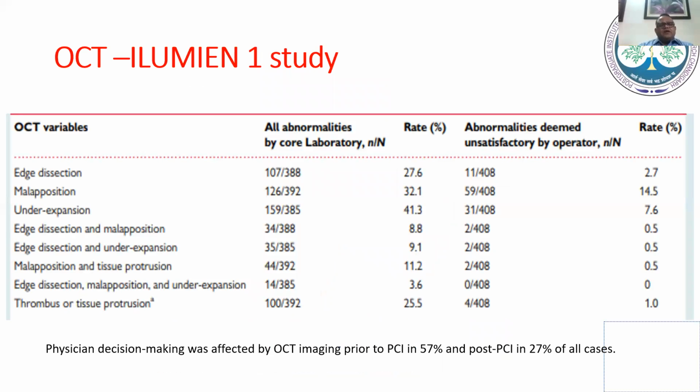A few of the trials regarding OCT have recently come into the picture. ILUMIEN 1 was the initial trial, which showed that OCT is able to diagnose malapposition, underexpansion, and edge dissection, and it changed the way the PCI operator works. It changed the decision making.